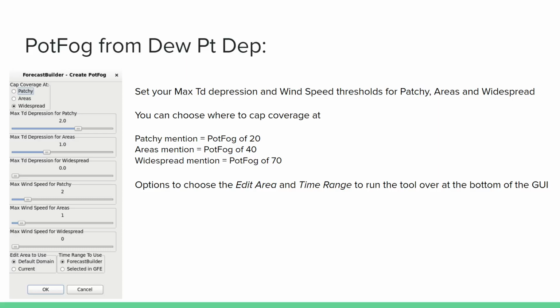20 for patchy, 40 for areas, 70 for widespread will be populated into pot fog, as well. It's kind of the standard values that you'll see for most of these non-precipitating types for that patchy, areas, widespread mention.